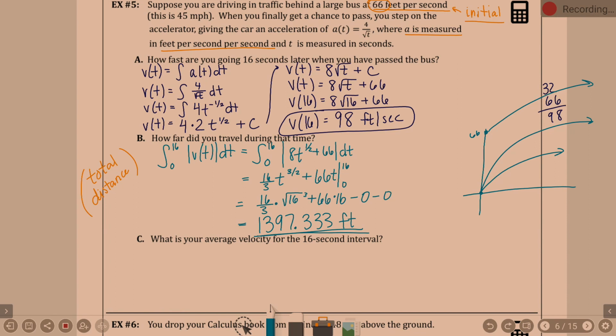Okay, moving along. We've got to do 5, 6, and 7. We're not going to make it. Okay, average velocity for the 16-second interval. 1/16 times the interval.